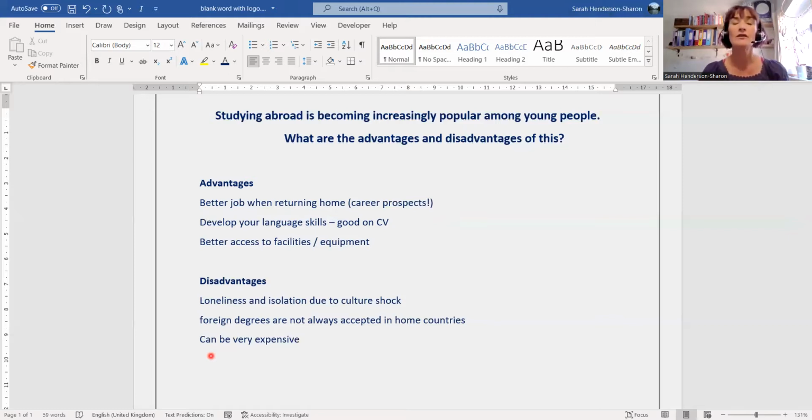Now, logically, you would start with the introduction. You don't have to. If you prefer to go on to the main body paragraphs, you can definitely do that. But I am actually going to start with my introduction.